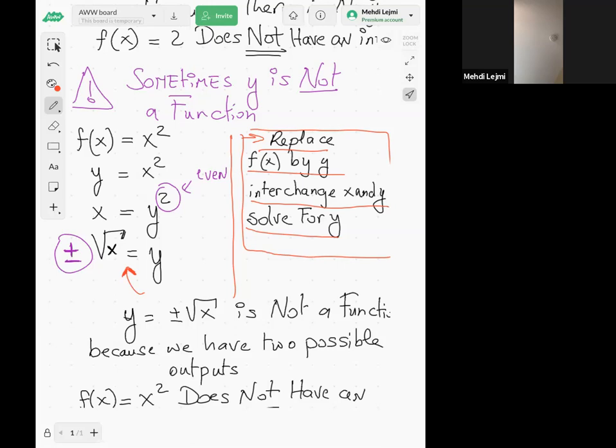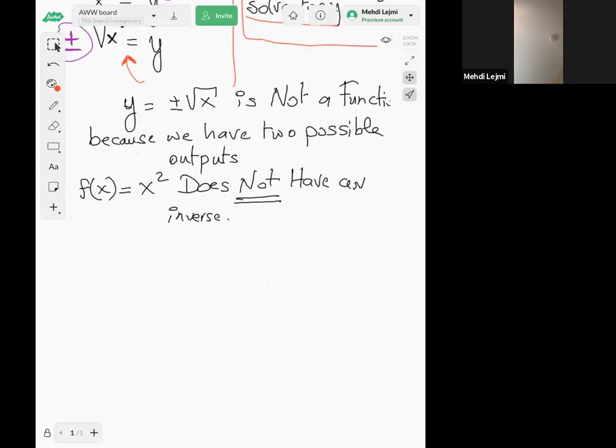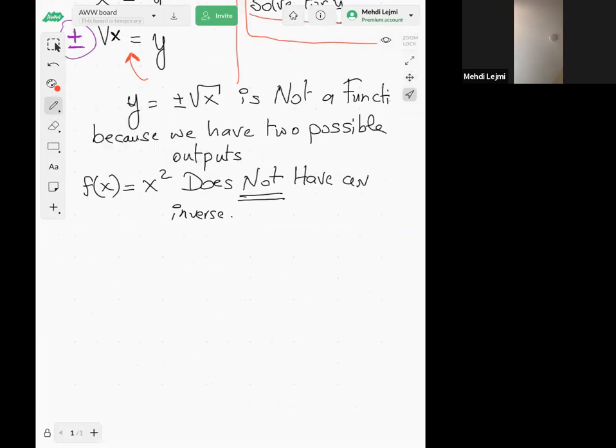Any other question, guys? Okay, so I'm going to give you a couple of functions, and you need to follow these steps and try to find the inverse. So exercise: please find, if it's possible, of course, the inverse of f of x.